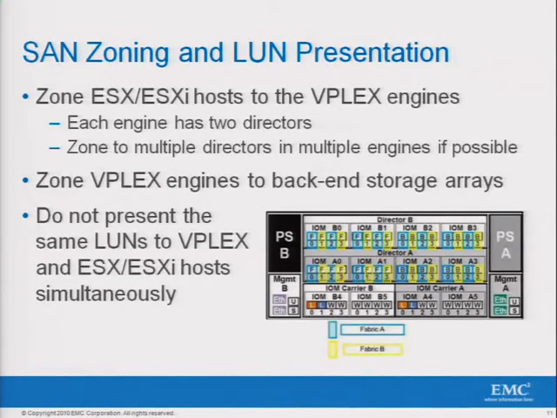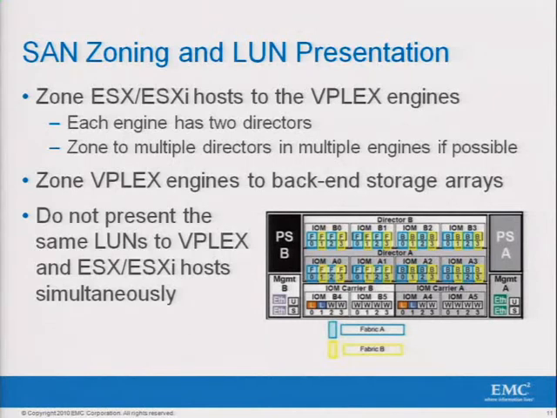First, in order to ensure the maximum level of availability: vPlex is a high availability solution. It's not a DR solution. We'll talk more about that in a moment. But it's a high availability solution. So in order to ensure that vPlex has the highest possible levels of availability, you're going to zone your ESX hosts so that they will be accessing multiple directors inside multiple engines, if you have multiple engines.